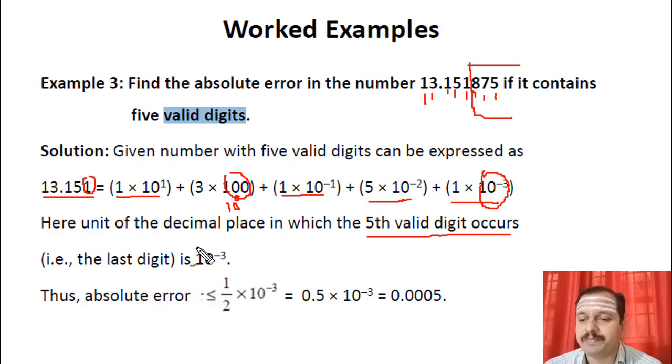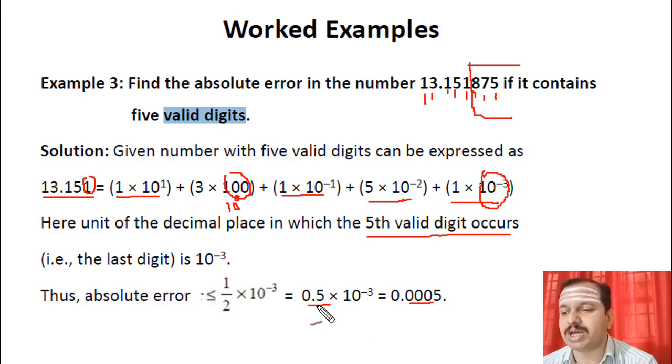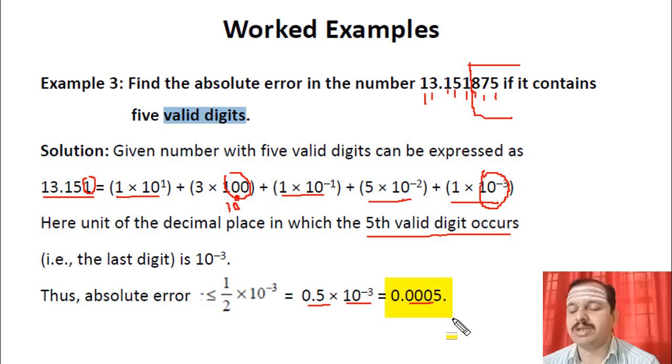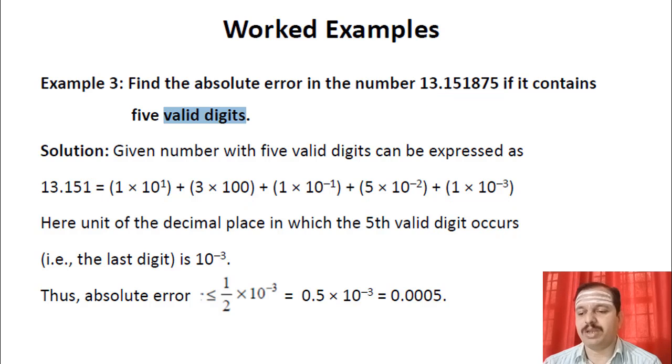So therefore, now the absolute error must be less than or equal to, as far as our definition is concerned, half into 10 to the power of minus 3. So that is equal to, half means 0.5 into 10 to the power of minus 3. If we simplify this, that is 0.5 divided by 1000. If we do, 3 more digits are going to come in between here, because we are dividing by 1000. So the final value is 0.0005. So this is the absolute error.